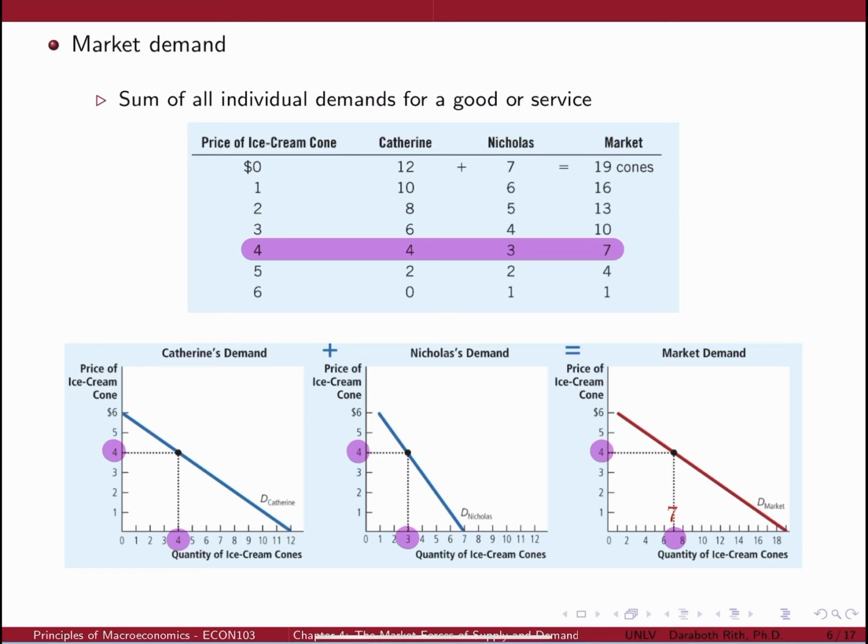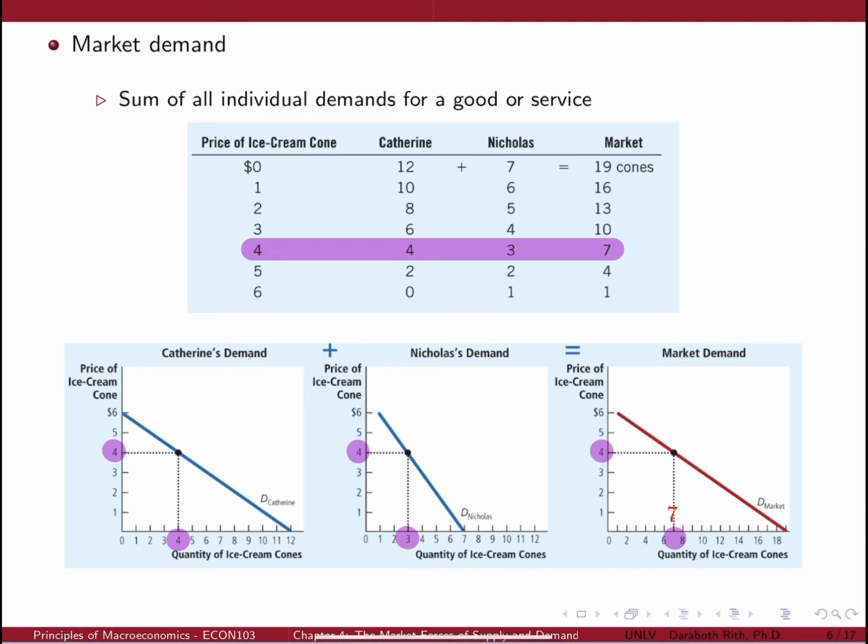So to find the market demand, we can just simply add the quantity demanded of these consumers together, which is 4 plus 3 equals 7. Make sure that you don't add up the price, only add the quantity demanded of each consumer to get the market demand. Once you add up the total quantity demanded of all consumers at each price point, we can get a list of quantity demanded of the market demand.